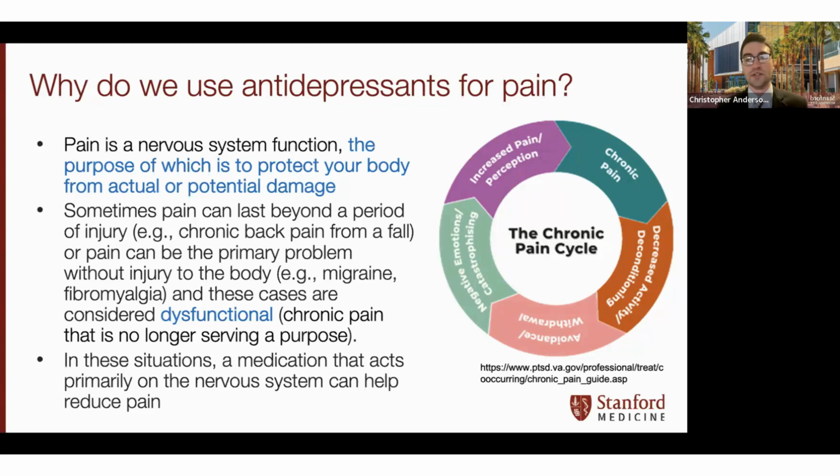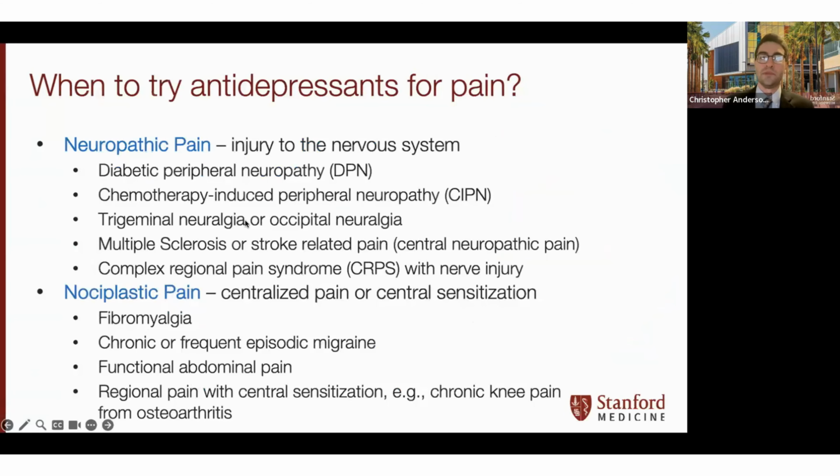And for these situations, we'll often reach for medications that act primarily on the nervous system, because oftentimes that's where the dysfunction is thought to exist. So when do we use antidepressant medications for pain? In general, there are two main reasons, both of which represent dysfunctional states of the nervous system. And these two reasons are neuropathic pain and nociplastic pain.